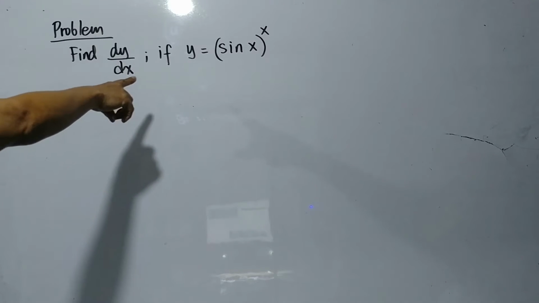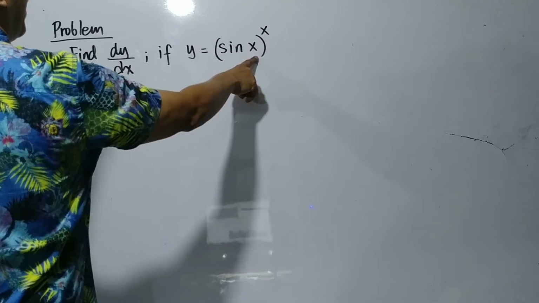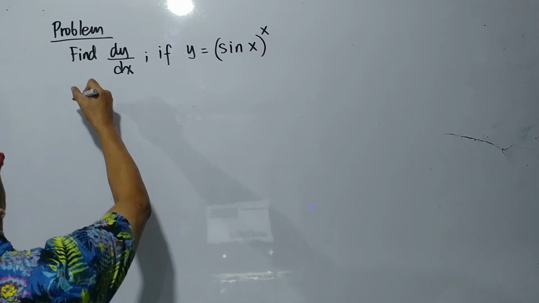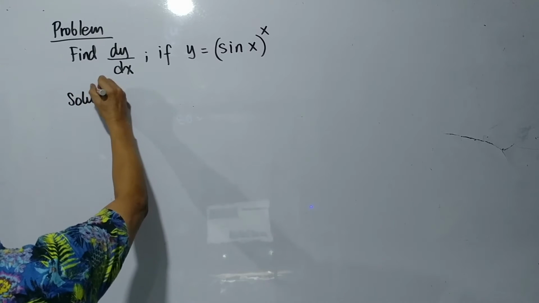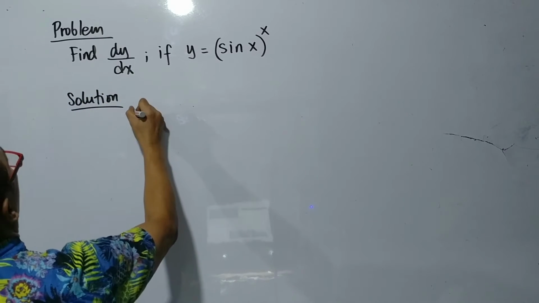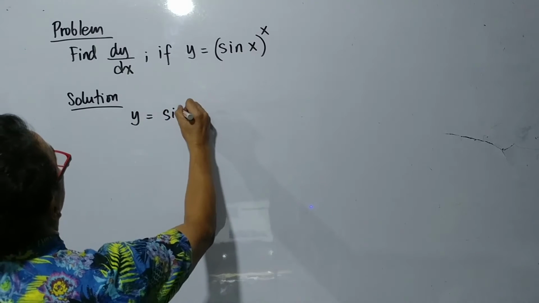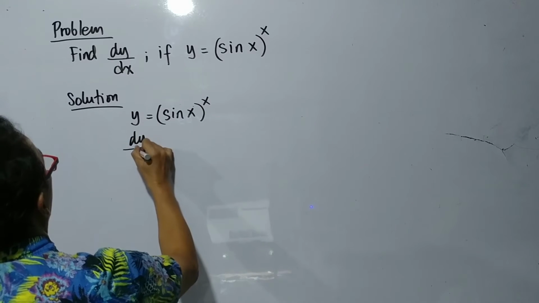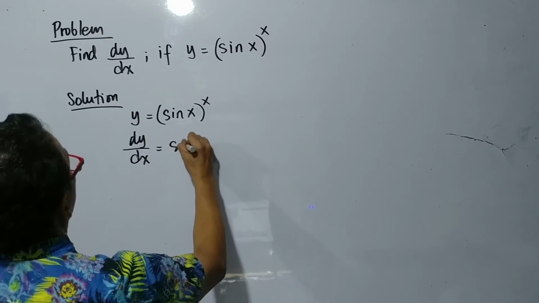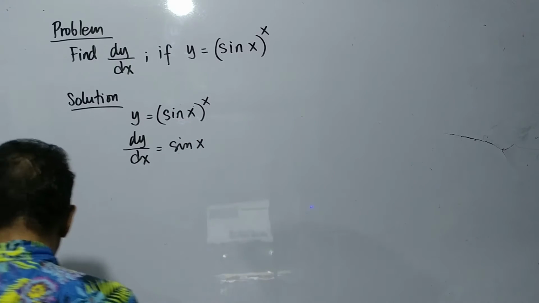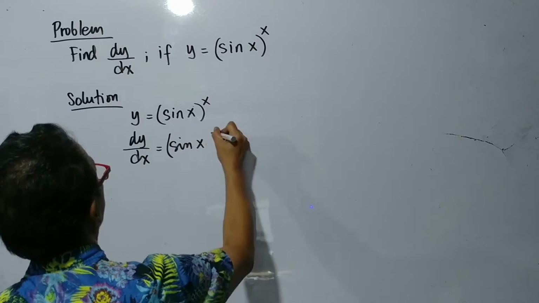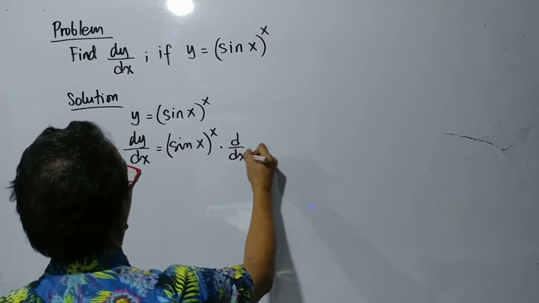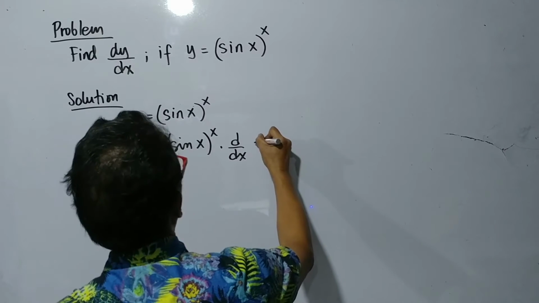Find dy dx if y is equal to sine of x to the x. Again, just apply formula number 26. So to solve it, we have y equals sine of x to the x. So dy dx now is equal to sine of x to the x, then take the differential of x ln of sine x.